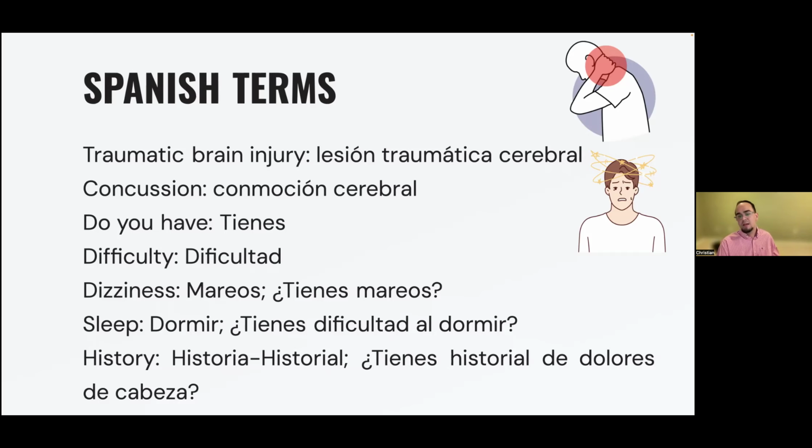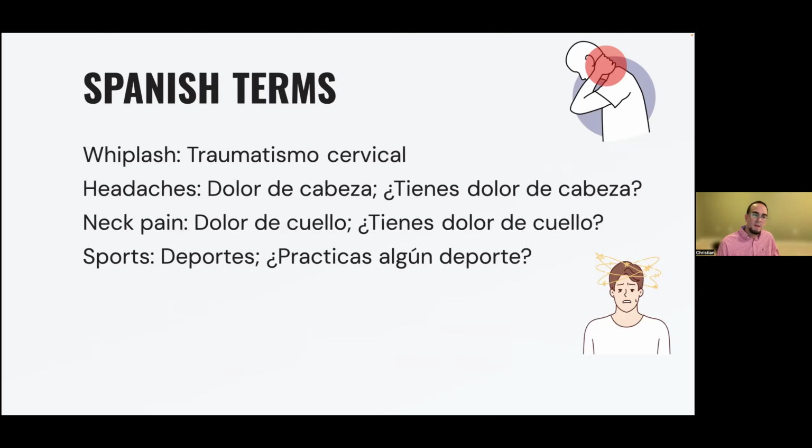And then history depends on the meaning that we want in our sentence. We could use historia or historial. I would be happy to share this presentation with the team so that you can review it. Then whiplash is also a complex word in Spanish. It's called traumatismo cervical, which is traumatic cervical injury, but we use that word as a direct translation. Then headaches will be described as dolor de cabeza.